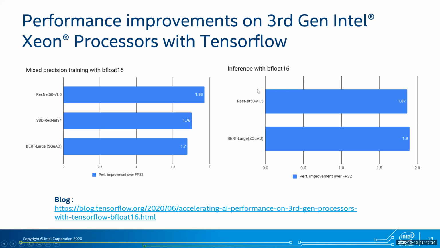On the right-hand side, you can see the ResNet 50 has a 1.8 times speed up, and BERT large has a 1.9 times speed up. So overall, you don't need to change your model. You just switch to our third generation Xeon server with the Bfloat16 instruction support, and you can have that kind of speed up.